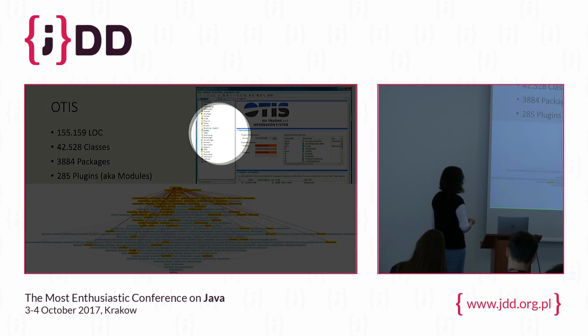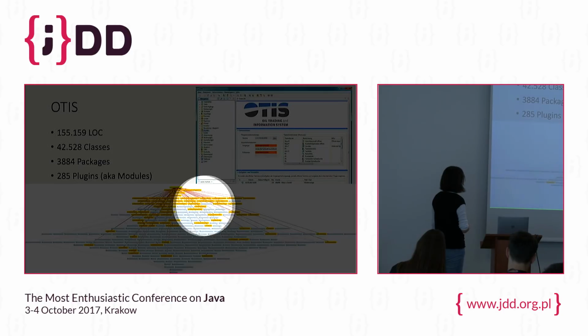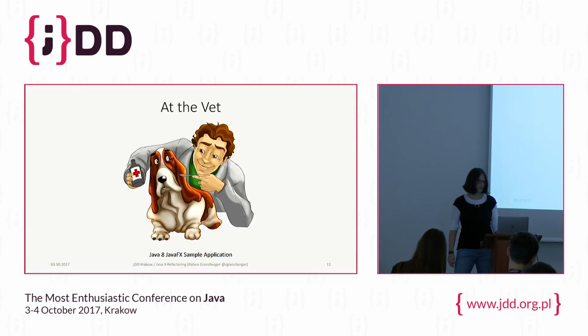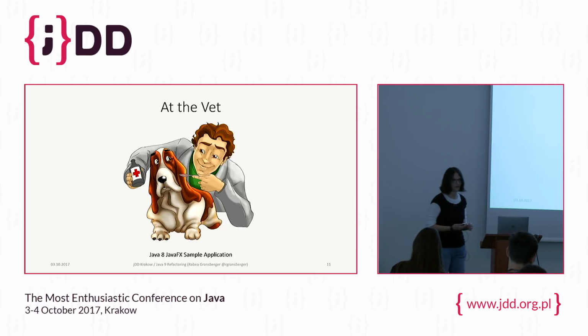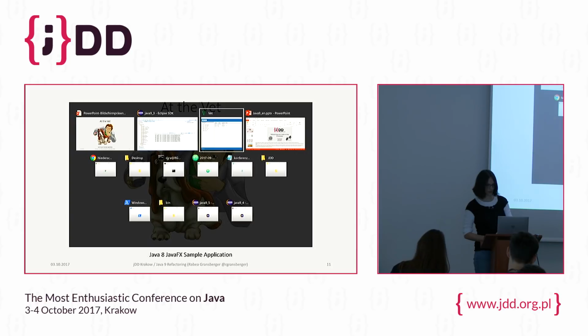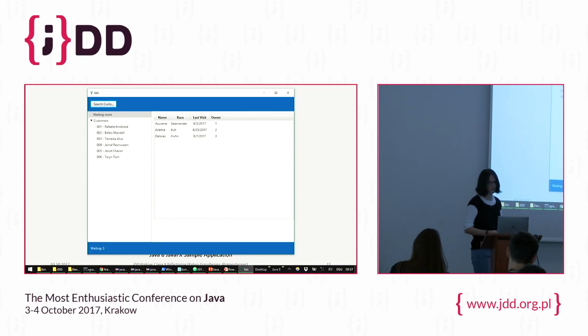So this desktop application actually consists of 285 different parts, which are then glued together and work as a whole one. But this application is far too big to actually use it as an example. So I wrote a nice little example application, which you can actually relate to. And it's at the veterinary. So we will have a look at our example application, which looks like that.